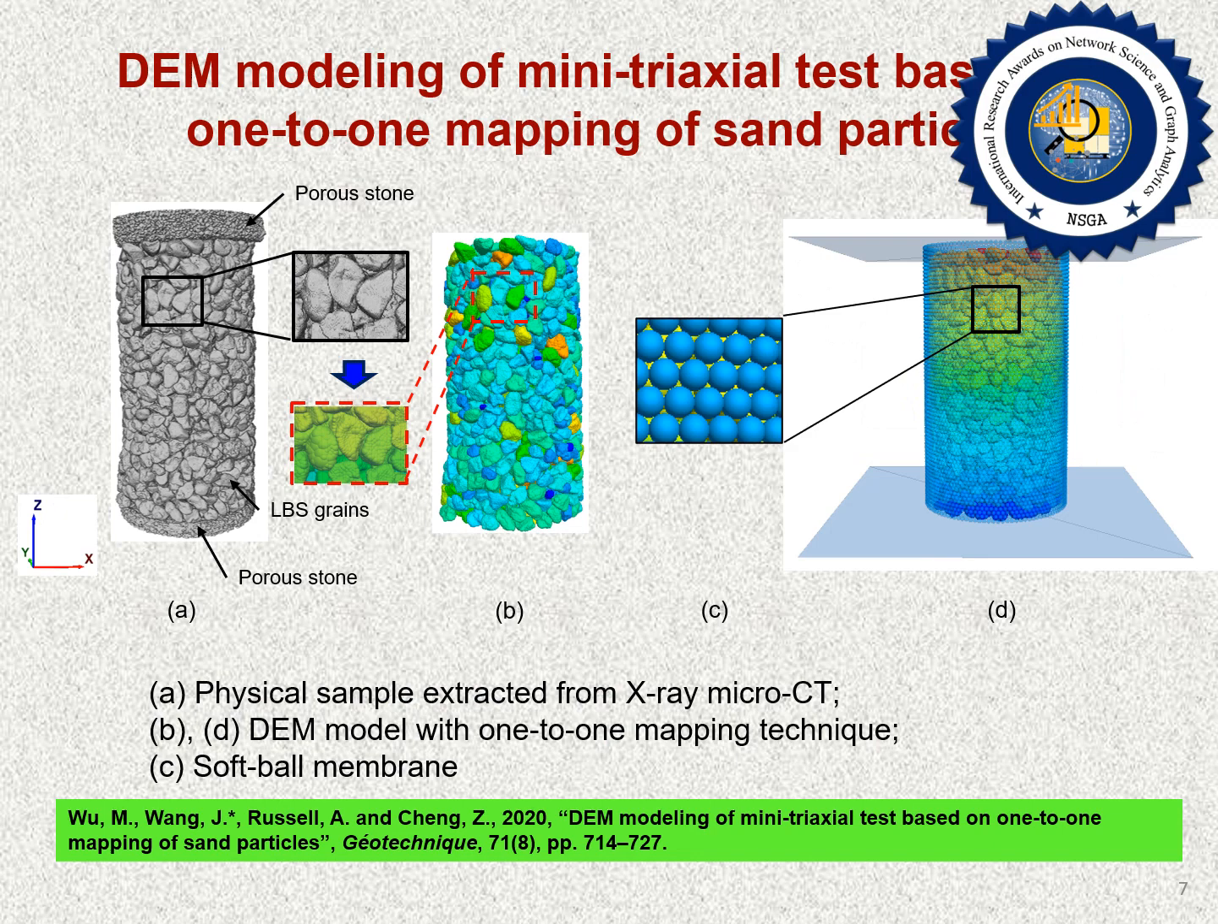As can be seen from the picture, each particle in the 1-to-1 mapping sample is a numerical twin of the physical particle from the X-ray micro-CT experiment, and the soft-ball membrane technique is adopted to simulate the latex membrane utilized in the experiment. And this technique is mainly used to calibrate the model parameters.